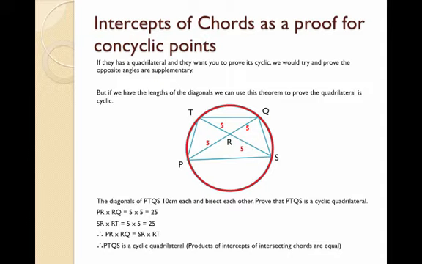This is useful to keep in the back of your mind if asked to prove that a quadrilateral is cyclic and you don't have the angles that are opposite each other. This result is not included in the course, but is good to keep in mind.